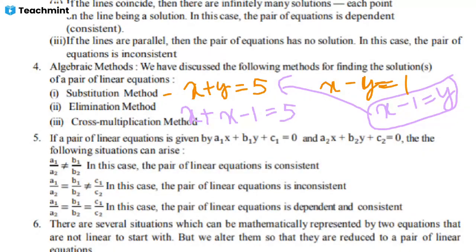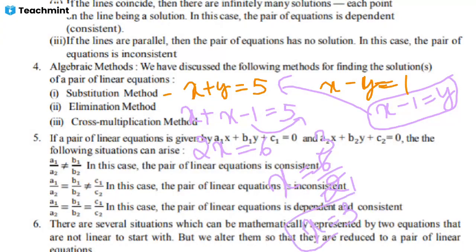Now what you get, x plus x, it is 2x minus 1. If you shift it to the other side, you get 2x is equals to 6, and from this you get x is equals to 6 by 2. 2 ones are 2, 2 threes are 6. Now you got the x value as 3. Then what will be the value of y? Y value will be 2, since 3 minus 1 is 2.